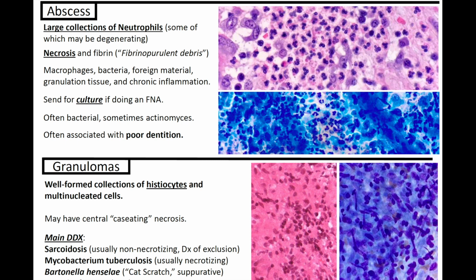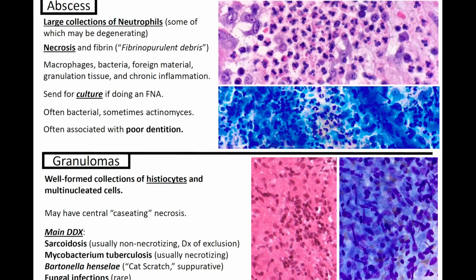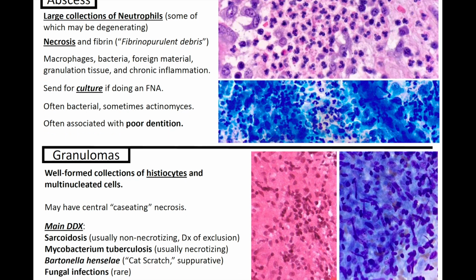Another infectious process you can have is an abscess. So an abscess is really just a large collection of neutrophils, which is what we see here, right? All these polyballs or neutrophils, and also what we're looking at down here as well, and some of which may be degenerating, some of the neutrophils.